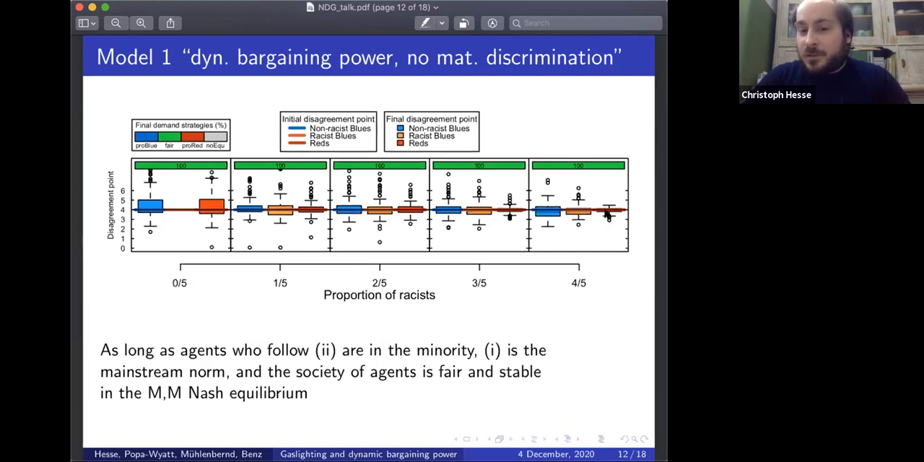So having this jury and having no way for the racists to actually take bargaining power, to actually openly discriminate against other agents, prevents them from taking over this society and destabilizing it.